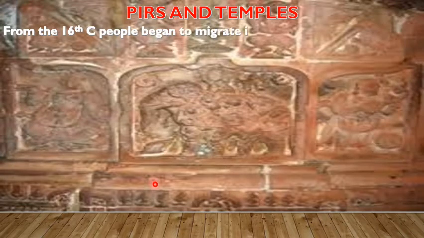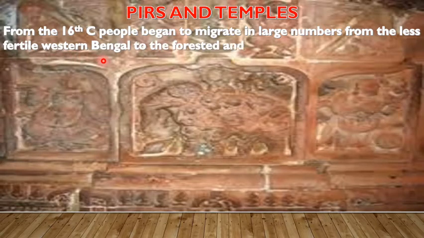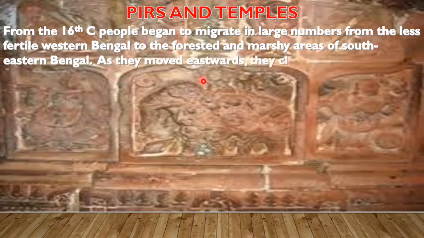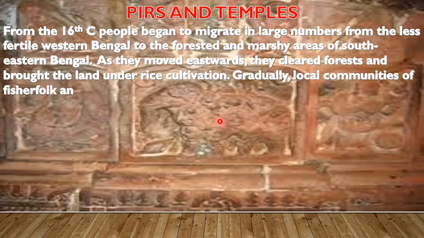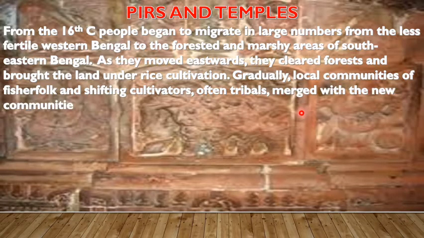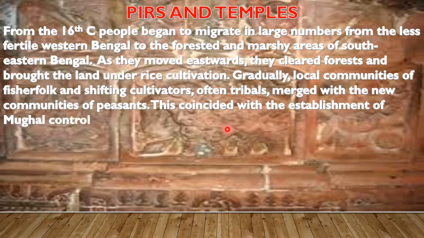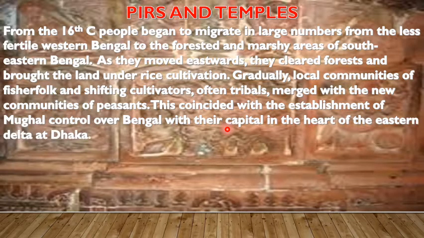From the 16th century, people began to migrate in large numbers from the less fertile western Bengal to the forested and marshy areas of southeastern Bengal. As they moved eastwards, they cleared forest and brought the land under rice cultivation. Gradually, local communities of fisher folk and shifting cultivators, often tribals, merged with the new communities of peasants. This coincided with the establishment of Mughal control over Bengal, with their capital in the heart of the eastern delta at Dhaka. Dhaka is the present capital of Bangladesh.